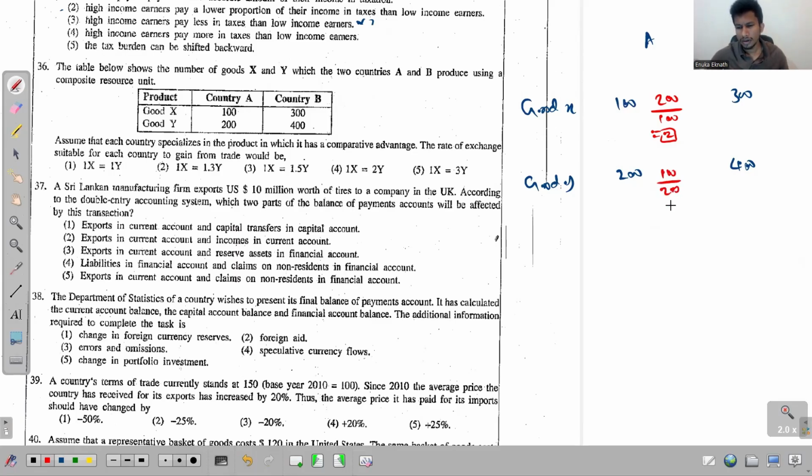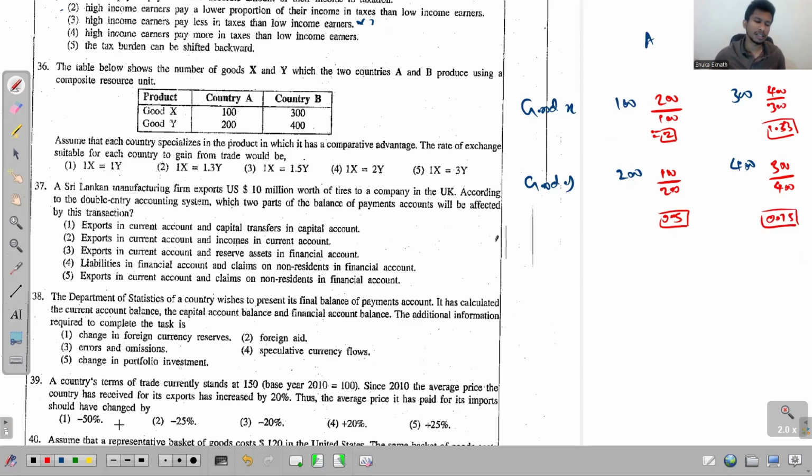This way you get 0.5. And here you have 400 over 300, which is 1.33. And if it is 1.33, the other one has to be 0.75. And how do we get that? We get it in this way, 300 over 400. So the value is 0.75.